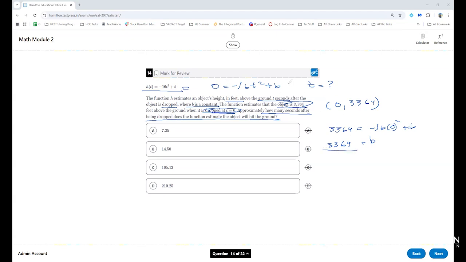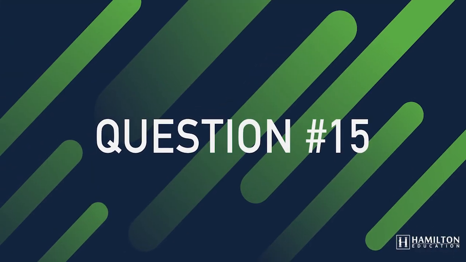Now that we have the b value, we plug it in and solve for t. So we have negative 16 t squared plus 3364 is equal to 0. So subtract the 3364 over and divide by negative 16. So t squared is equal to negative 3364 over negative 16. And then we're going to square root it. And you plug that into your calculator, you get t is approximately 14.50, which is B.